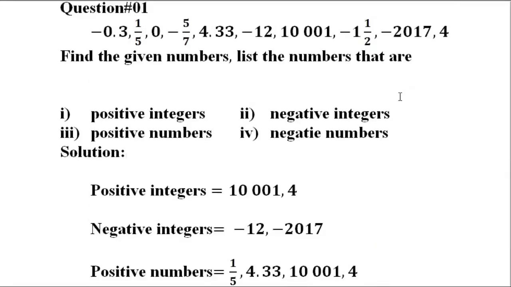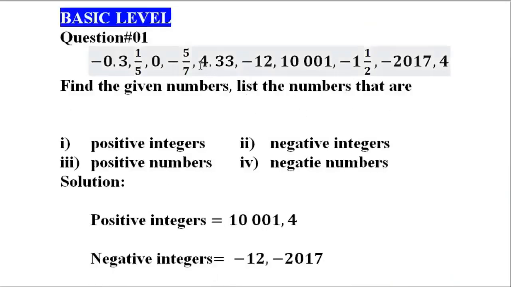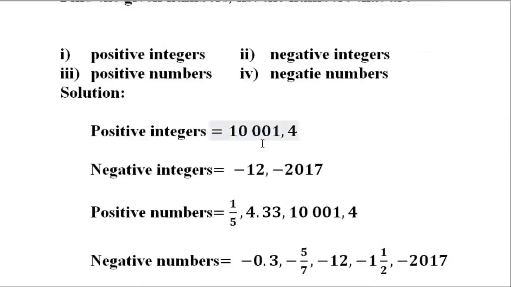Our third number is negative 5 over 7, a fractional number, which is a negative real number, but not an integer. Therefore, negative 5 over 7 is a negative number. Our next number is 4.33, a positive decimal number. As we know that the set of integers does not contain decimal numbers, therefore, 4.33 is a positive number, but not a positive integer.